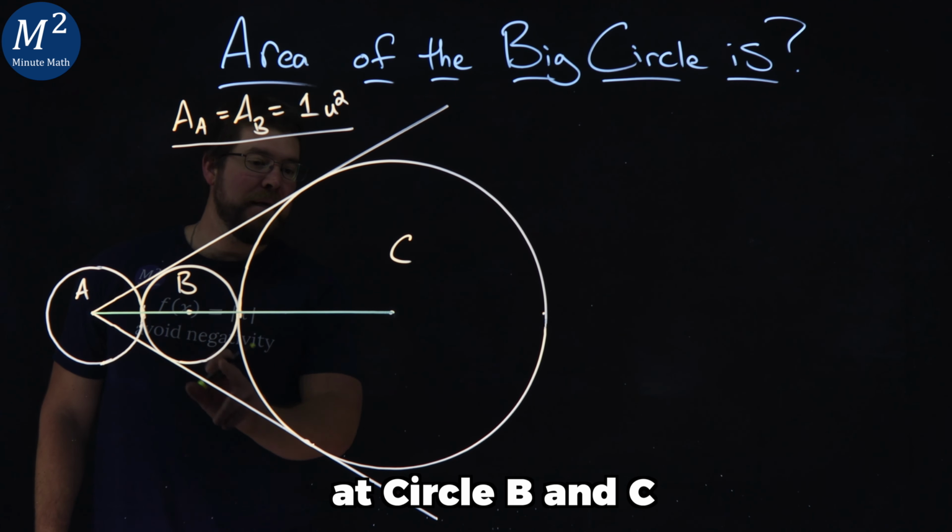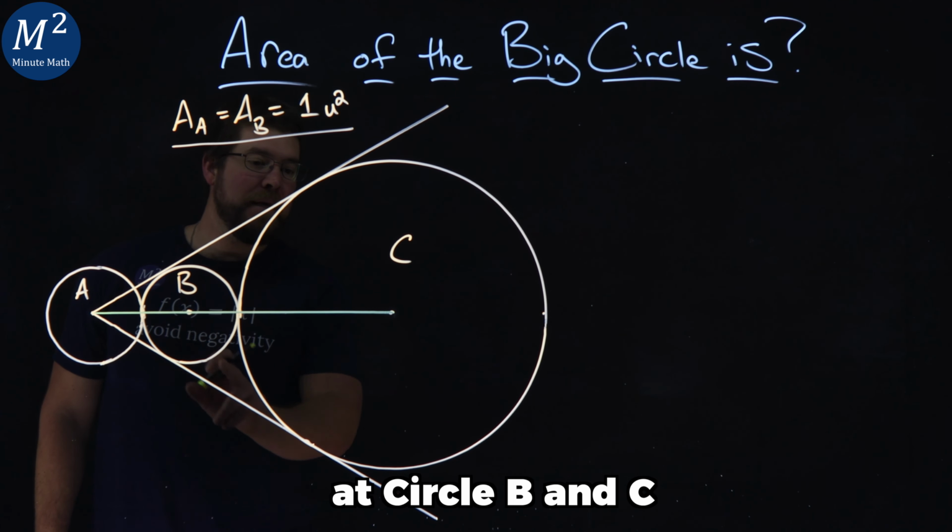Now I want to add some more labels here. A and B, those two circles, have the same radius, right? If they have the same area, they have the same radius. And so let's label that little r. So BE, little r, that's the radius of that circle. The big circle, let's label that big R. Kind of easy to figure out here. So we have little r and big R, okay?